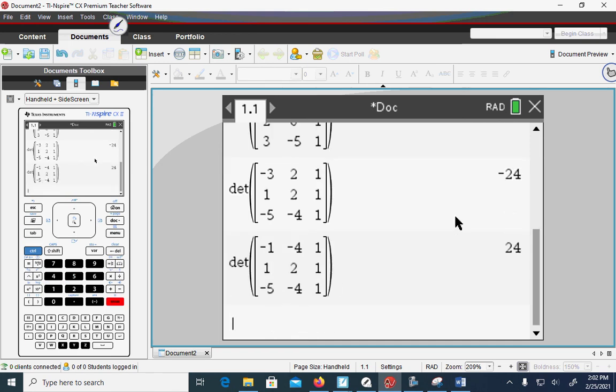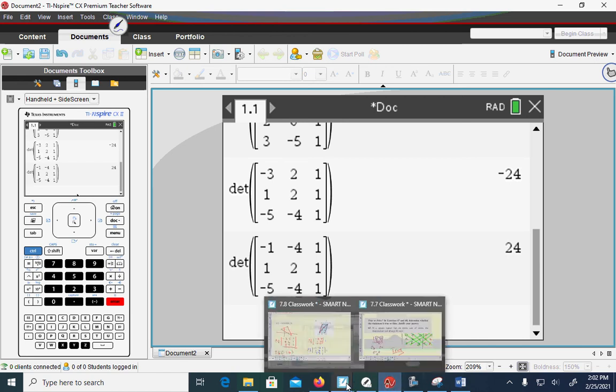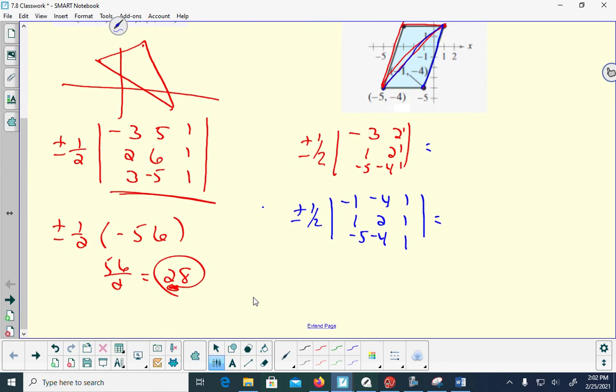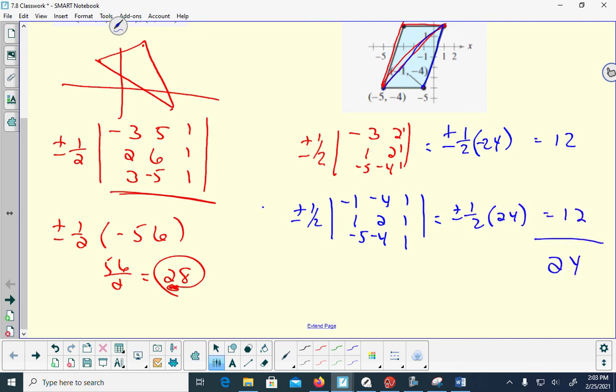So I get -24 and +24. This one was negative 24, so this will be plus or minus 1/2 times negative 24. So I'm going to do the negative and make this a positive 12. And then this one was plus or minus 1/2 times a positive 24, which is going to be 12. And when I add these together, I'm going to get an area of 24. That's just a coincidence that those two happen to be the same.